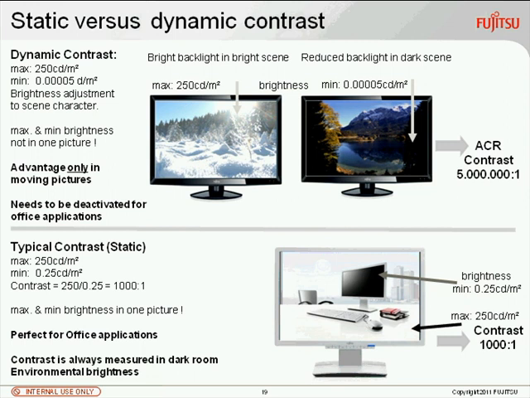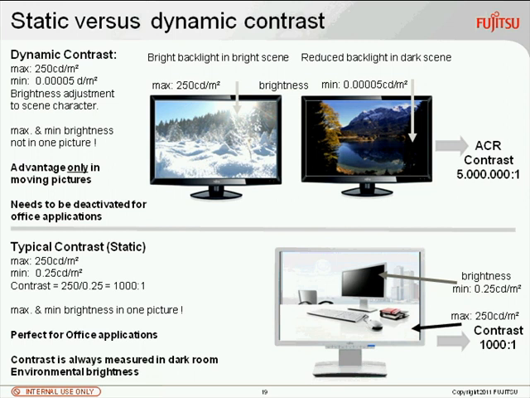However, you don't see anything anymore because the backlight is turned to black. But it's a value that everybody sees. The higher the contrast, the better it is. And so we write a contrast of about 2 million or 5 million in the data sheet. And it's only applicable in moving pictures, in changing picture content.